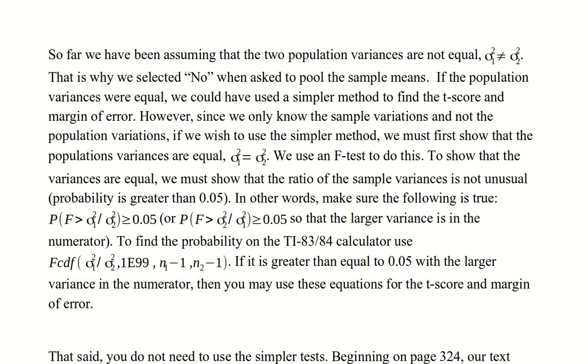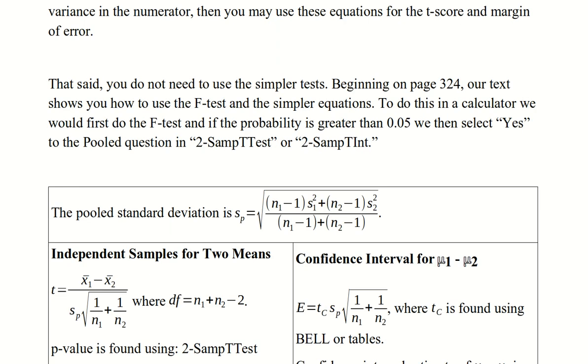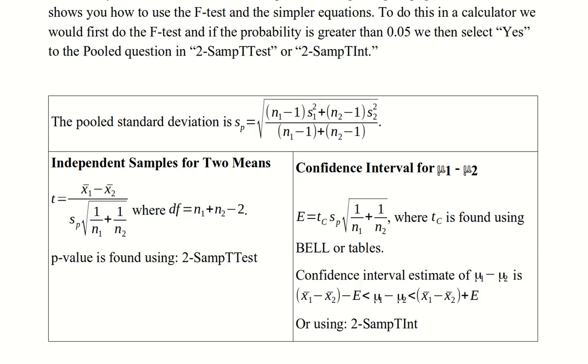So that allows us to use a simpler formula. And beginning on page 324 in our text, she shows you how to use that simpler formula. And here they are. So here are the t and the t-test for the hypothesis test, and the error for the confidence interval. And you'd have to agree that those are a little bit simpler.